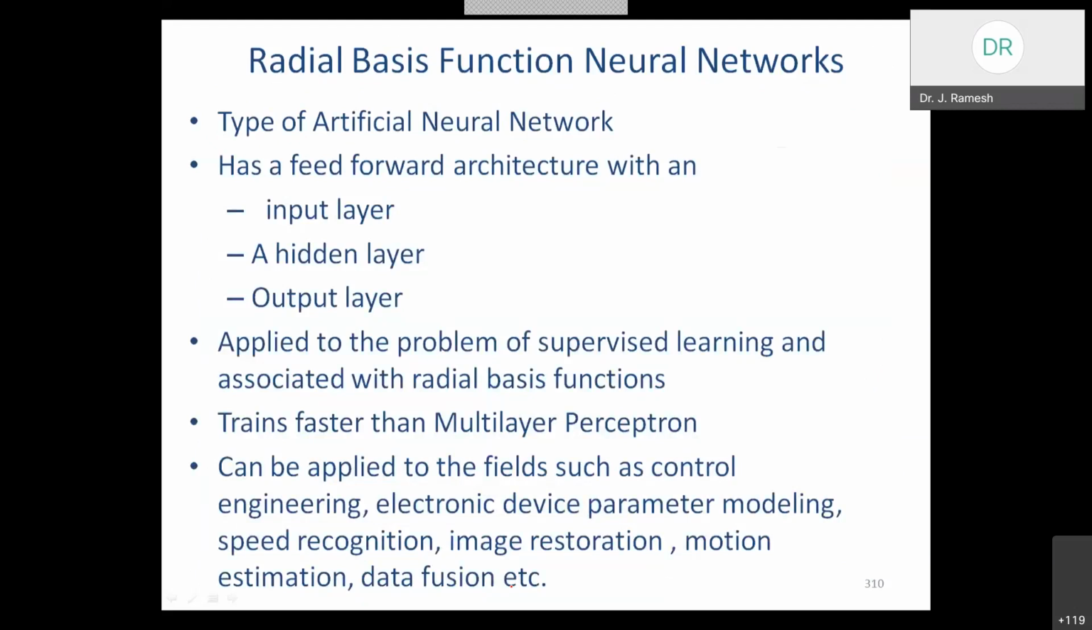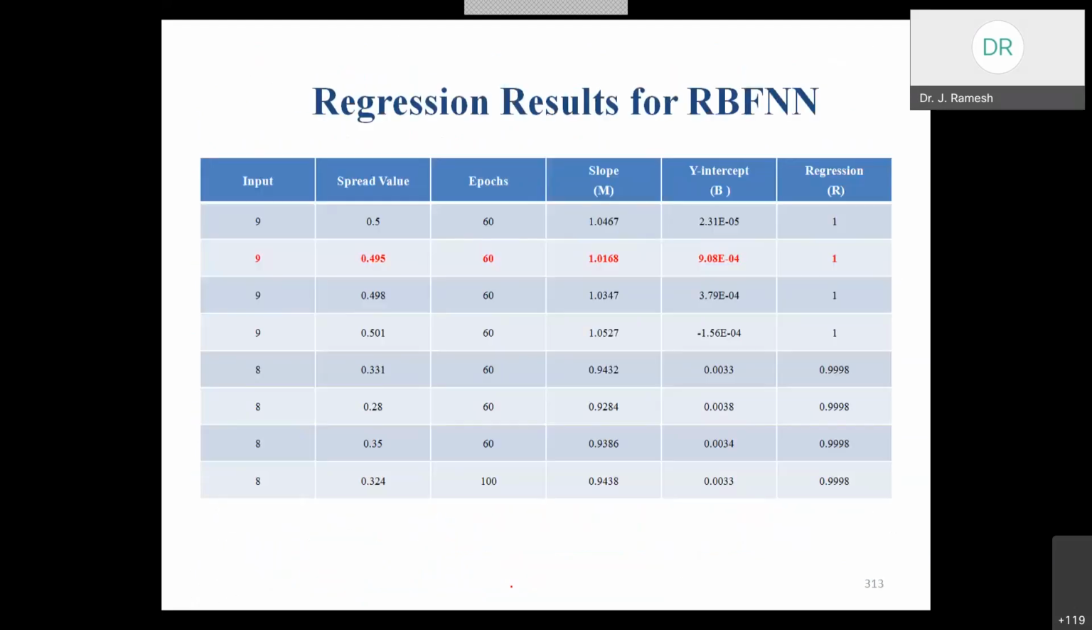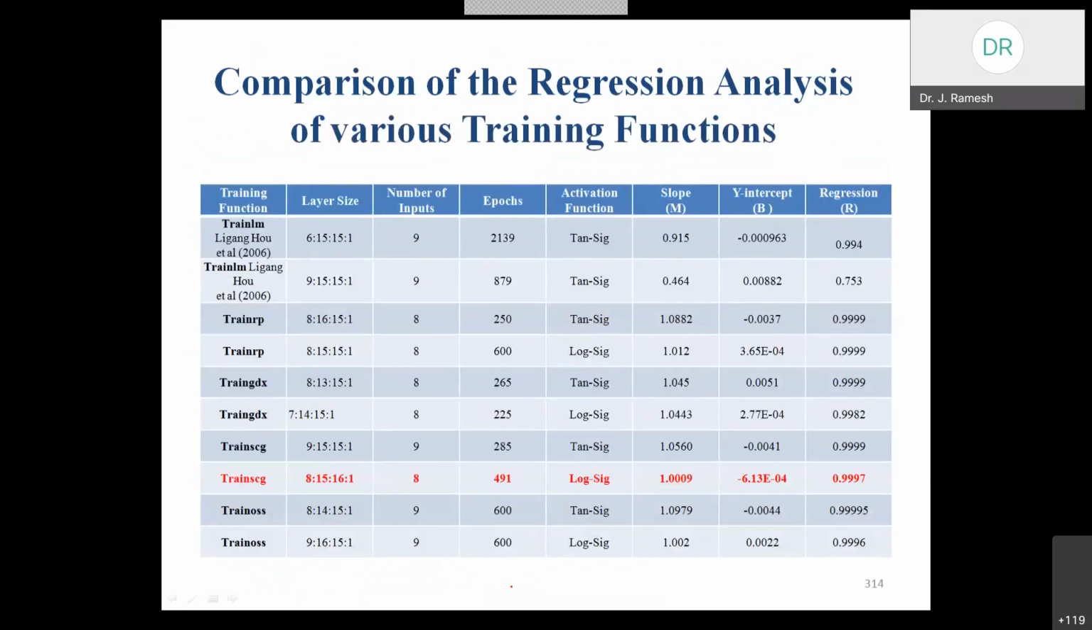And we have tried to vary the activation functions also. And we have used different training algorithms also for the back propagation neural network. For each of the cases we have analyzed, and we were able to find out that train SCG, that is, train SCG stands for scaled conjugate gradient algorithm. All these algorithms are inbuilt in MATLAB.